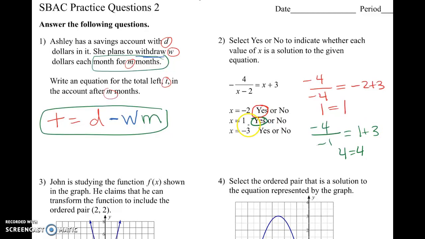Now for -3, let's see. I have -4 on top. I have a -3 and a -2, which is -5. Over here I have -3 plus 3. So -4 over -5 is 4 over 5, and -3 plus 3 is 0. So that does not work out. So this is not a solution.